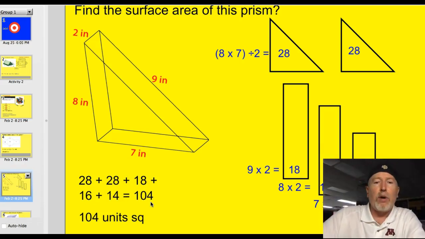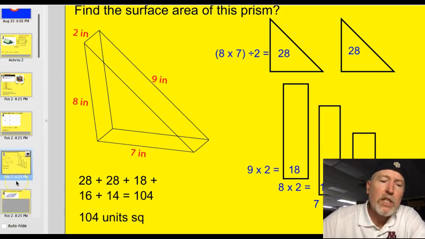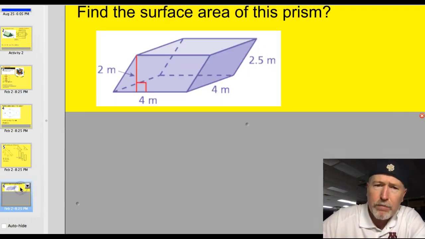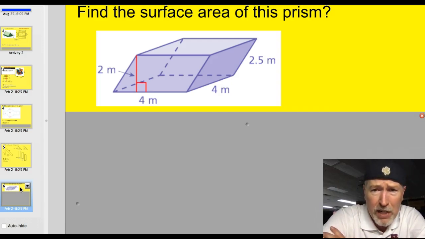I think you've just about got this. But what if it's a more difficult type of prism? Could you still find the surface area? Let's take a look at this one. I'm not even sure what you call it, but this is basically a parallelogram that has been made into a prism, right? Could you do this? Think about what shapes you would need.